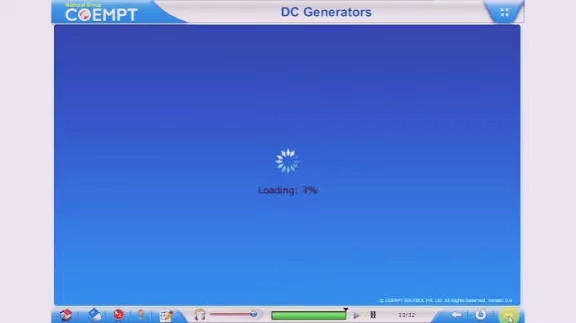Self-excited DC generator. The self-excited DC generators are classified as follows. Click the tabs to know more.